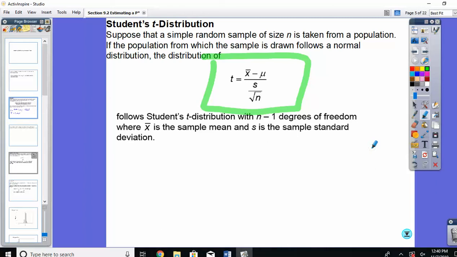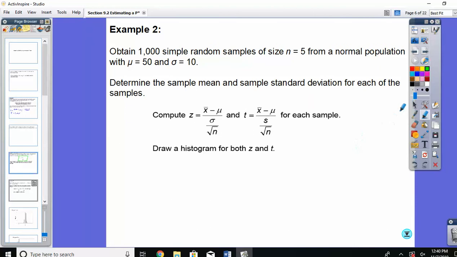It has n minus 1 degrees of freedom. n is the number in your sample. So, on my pennies, I had 17, so we would call it 16 degrees of freedom. x-bar represents the sample mean. s represents our sample standard deviation. In this, you would have to have a mu, a population mean, in order for that to work.